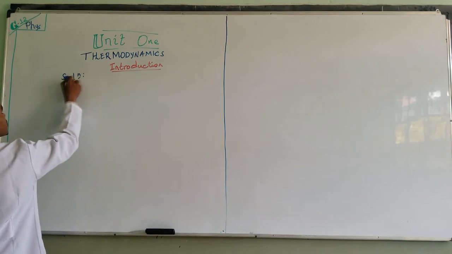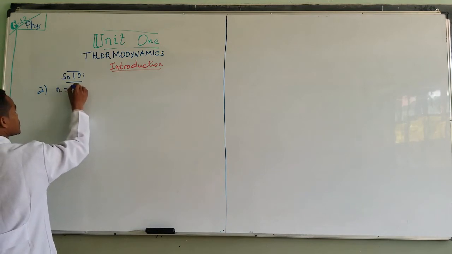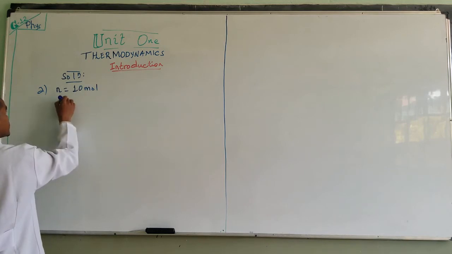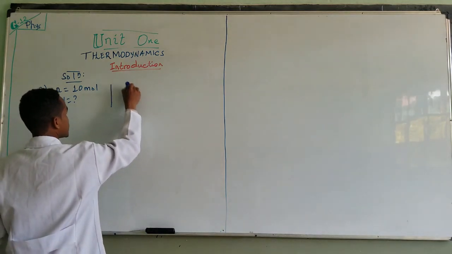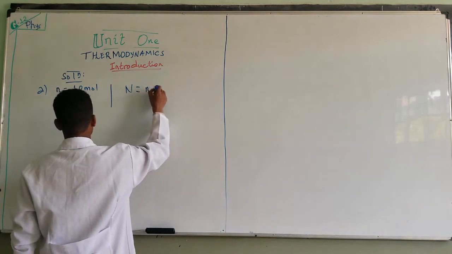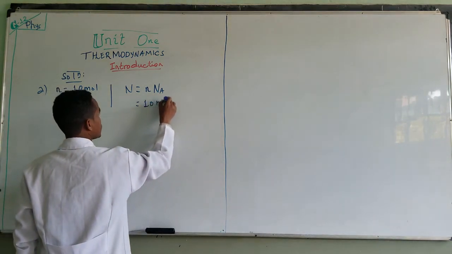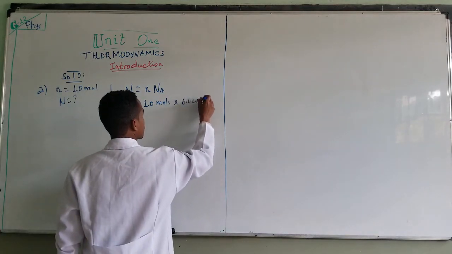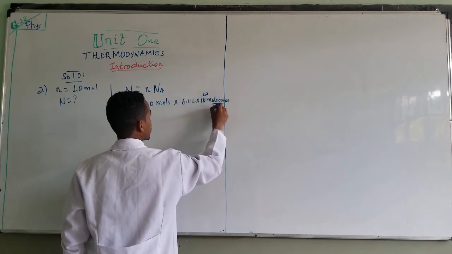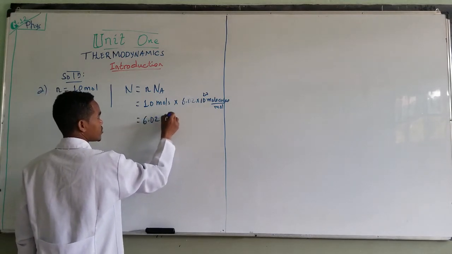Let us solve together. Solution to the question: we are given the number of moles of oxygen molecules equal to 10 moles, and the number of particles in 10 moles of oxygen is required. To solve this, we use the equation: number of particles is equal to the number of moles n times Avogadro's number. So this will be equal to 10 moles times 6.02 times 10 to the power of 23 molecules per mole of oxygen. So this will give us 6.02 times 10 to the power of 24 molecules of oxygen.